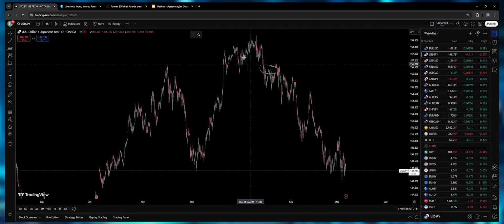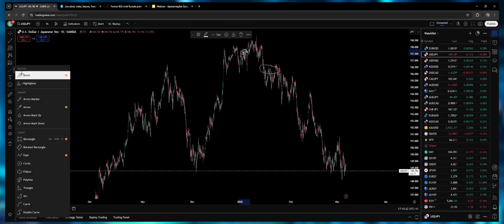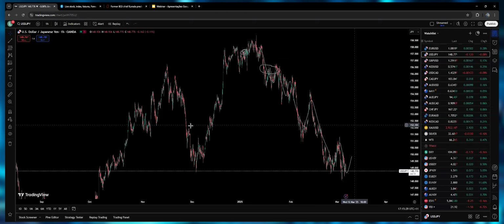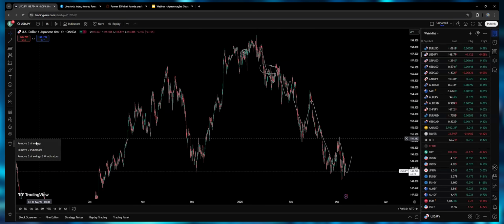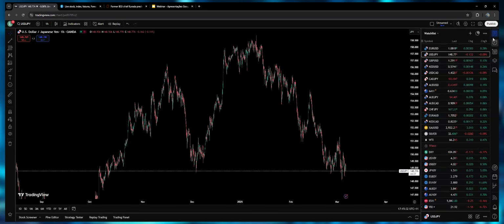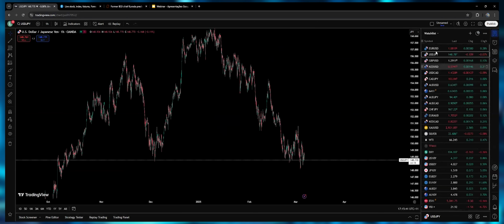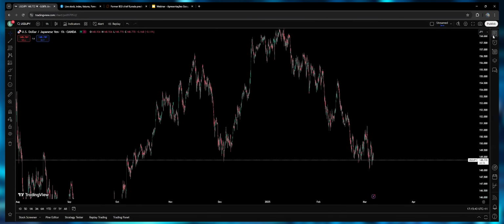So strength for Japanese yen, and weakness for US dollar. And then we go down, down, down, down. And now we're still here because we're still waiting for further forward guidance from the Bank of Japan. So that's the main reason why the Japanese yen hasn't gone anywhere at the moment. But as we can see, the other pairs are trading pretty heavily.